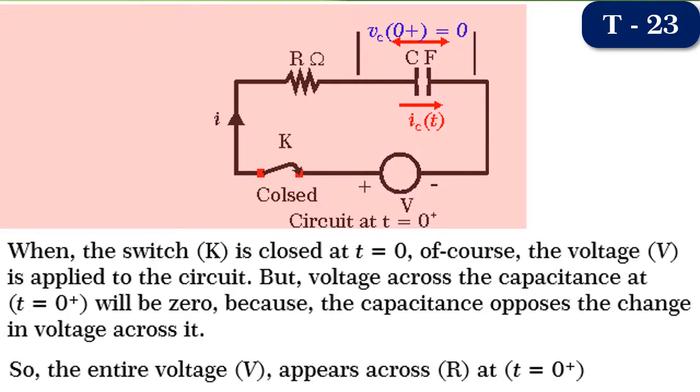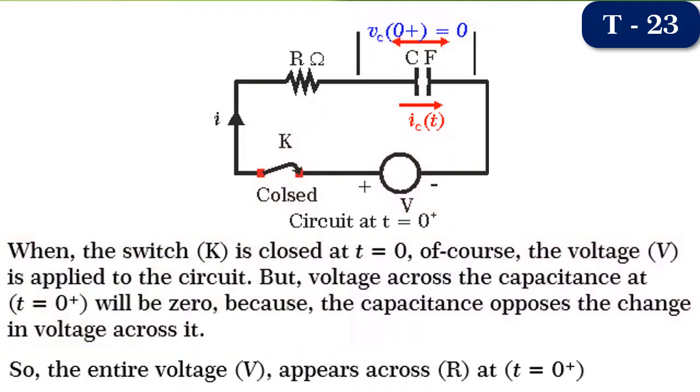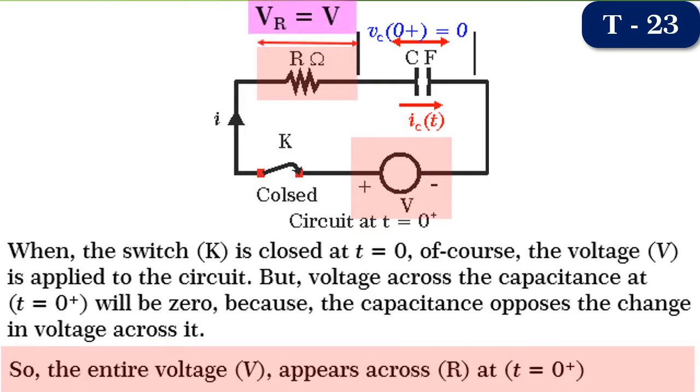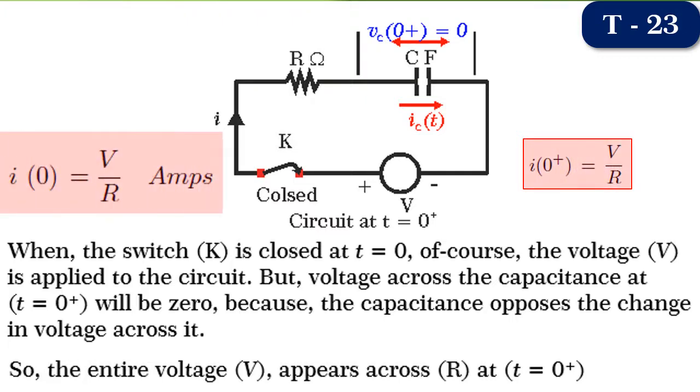So, consider the circuit for t greater than or equal to 0 as shown in figure. The switch K is closed, voltage V is applied, but Vc(0+) is 0. That you know. What does this mean? Friends, the entire voltage V appears across R at t equal to 0+. That is the beauty of it. Therefore, I(0) is equal to V by R amperes. So, I(0) at t equal to 0 is V by R amperes.